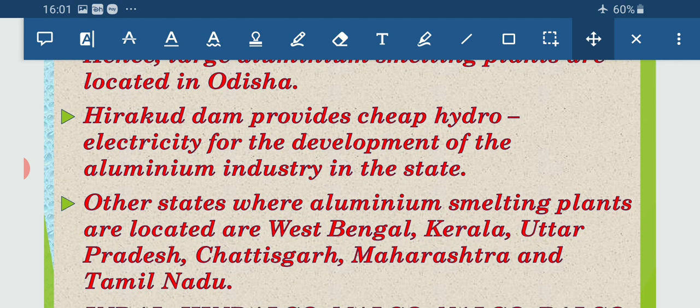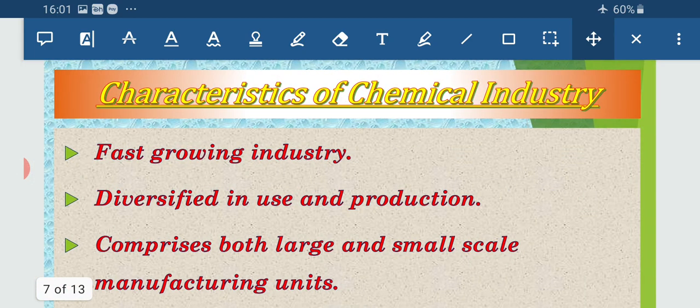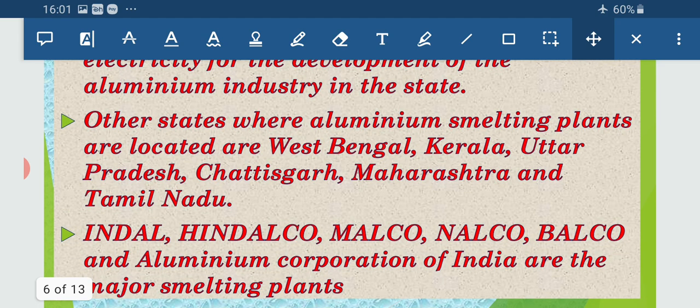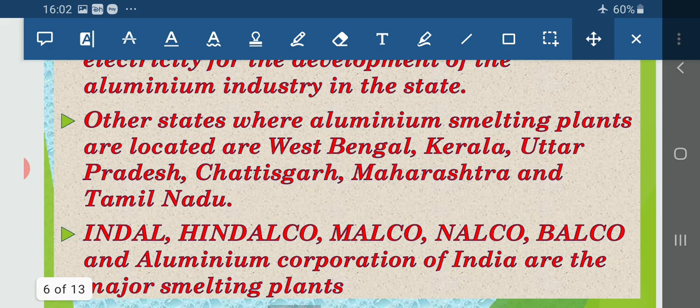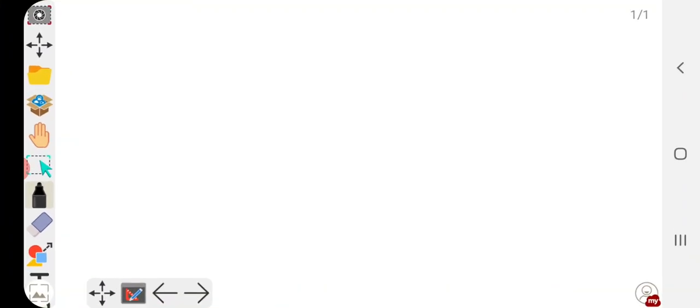Now, other states where aluminium smelting plants are located are West Bengal, Kerala, Uttar Pradesh, Chhattisgarh, Maharashtra and Tamil Nadu. Now, what are the names of the aluminium plants? There are some important aluminium smelting plants of our country. Number one is Indal, I-N-D-A-L. What is the full form of it? I am just using my whiteboard to write the full form of all these.